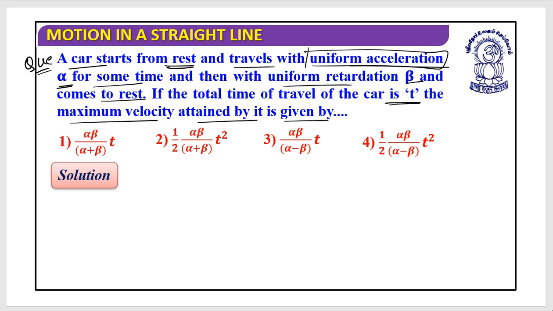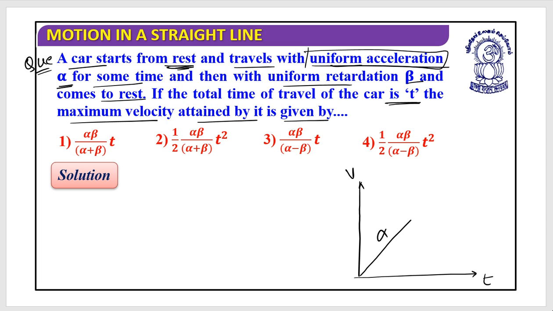Okay, let's begin with this. What they have provided is a car starts from rest and travels with uniform acceleration alpha for some time. Let us plot the graph of this situation, a velocity versus time graph. It tells us a car starts from rest and travels with uniform acceleration alpha for some time, so the situation would look something like this.